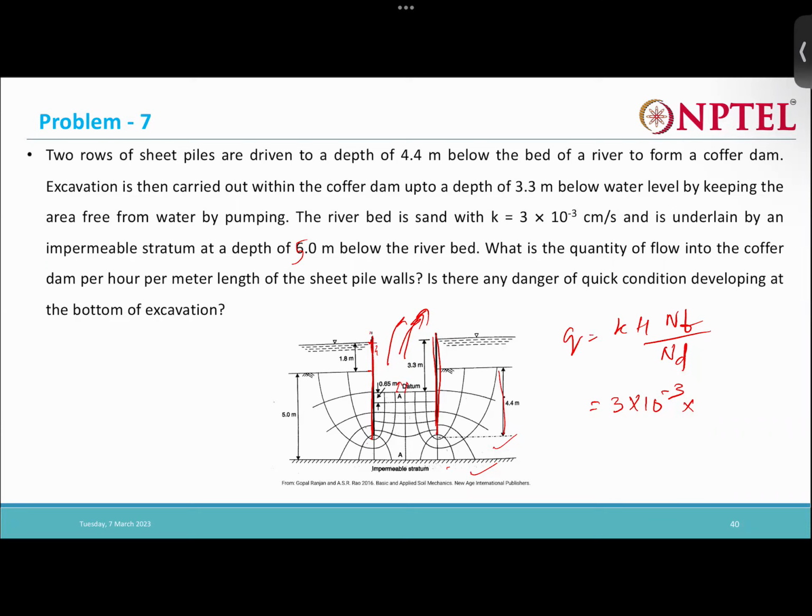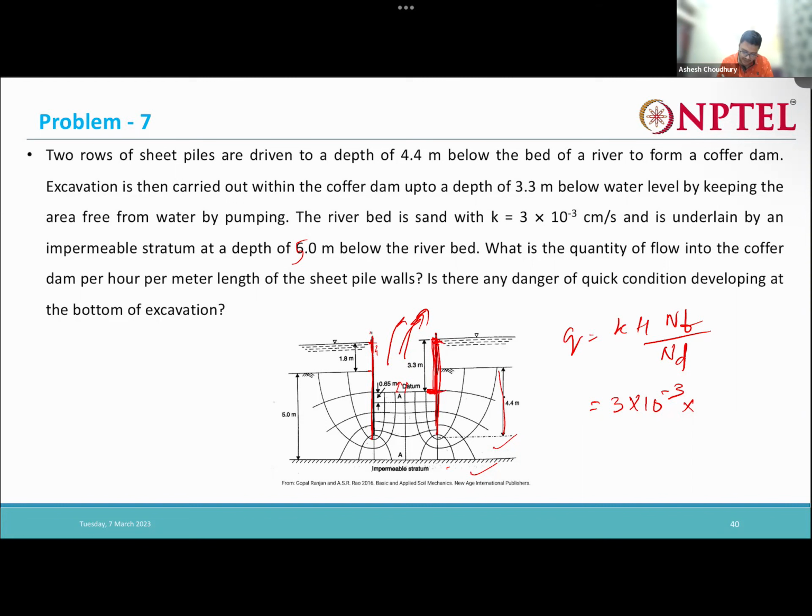3.3 minus 1.8? No, no, it will be 3.3 only. Okay, so between here and here, you see the head difference, right? From here to here, the head difference will be 3.3 only. 3.3 minus 1.8 won't be 3.2 because of the total head from flow.